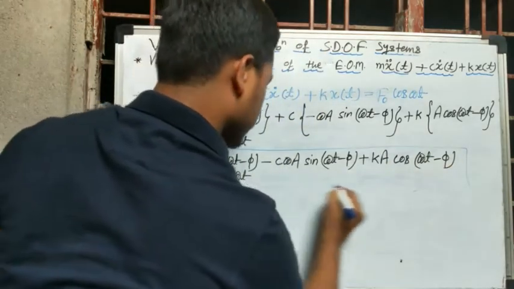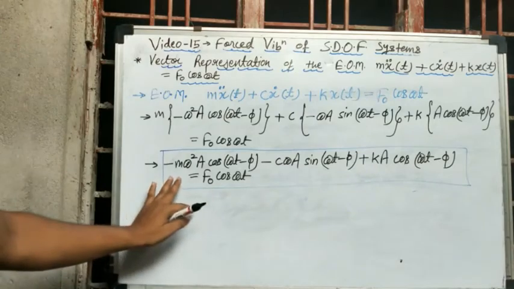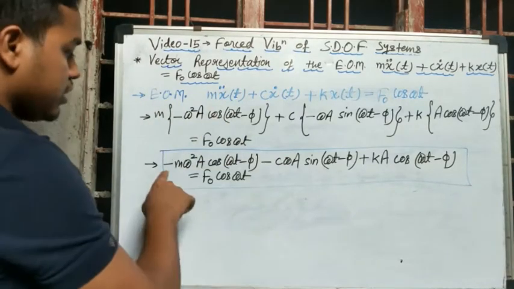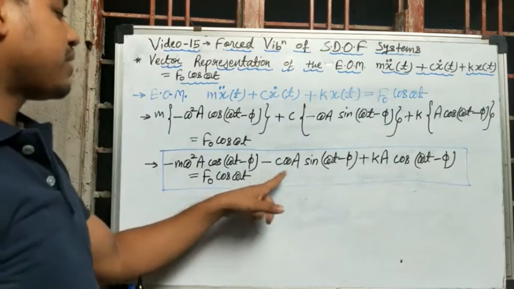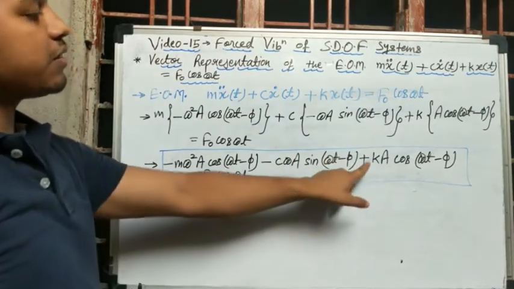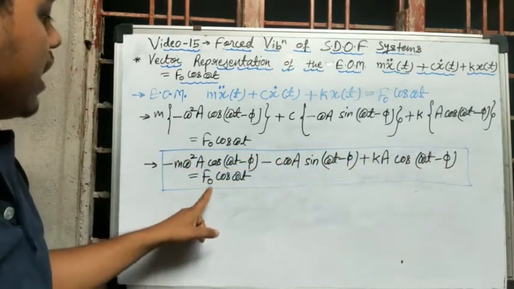This is the expression. This expression is having four forces. The first force is m omega square a cos omega t minus phi. The second force is minus c omega a sin omega t minus phi. The third force is plus ka cos omega t minus phi. The fourth force is f naught cos omega t.